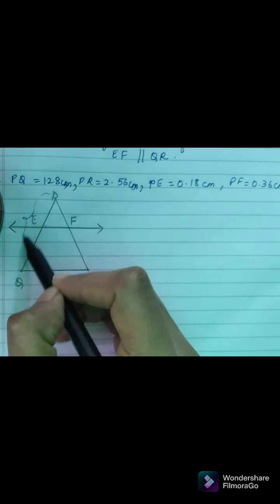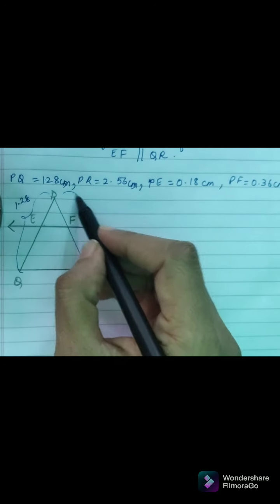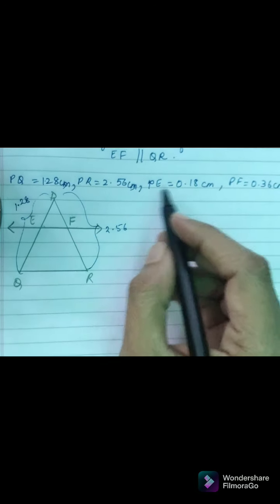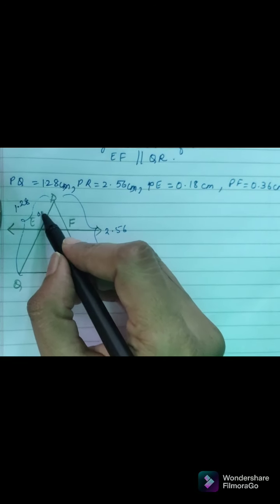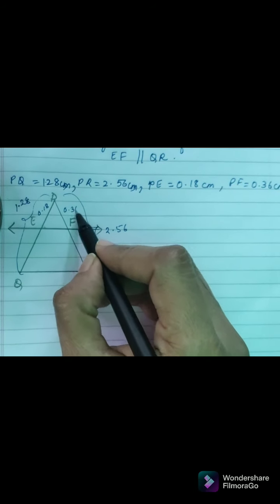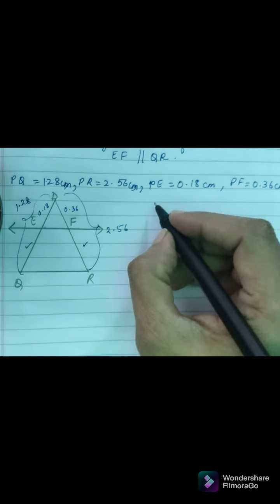In the sum, PQ is given 1.28 and PR is given 2.56. PE is 0.18 and PF is 0.36. So first we have to find EQ and FR. So what we will do?